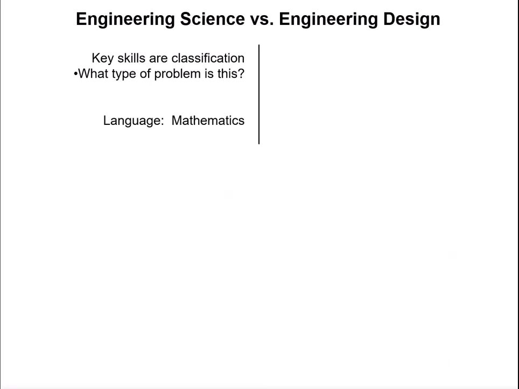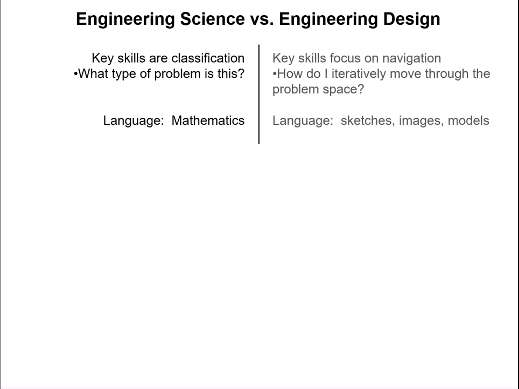In engineering science, key skills are classification. What type of problem is this? Using the language of mathematics to solve the problem. In engineering design, the key skills focus on navigation. How can I iteratively and efficiently move through the problem space? And we use sketches, images, models, prototypes, what we generally call representations, to do that.